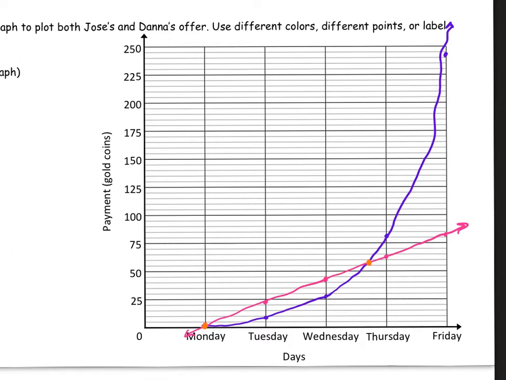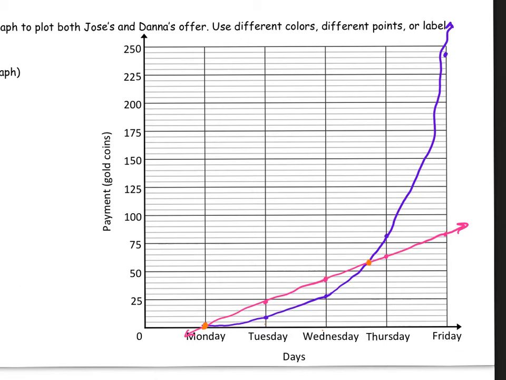And then you can see for Monday, Tuesday, and most of Wednesday, who would you make more money for, right? Think about that. And then from a little bit on Wednesday on, who do you make more money for if you work for them? So those are things you want to think about when you're looking at different offers.